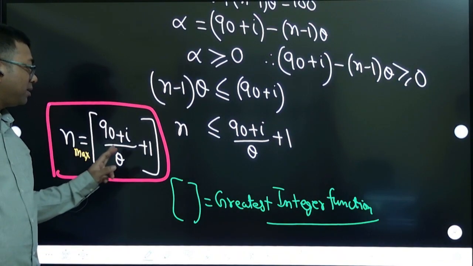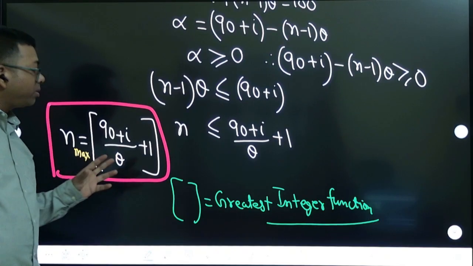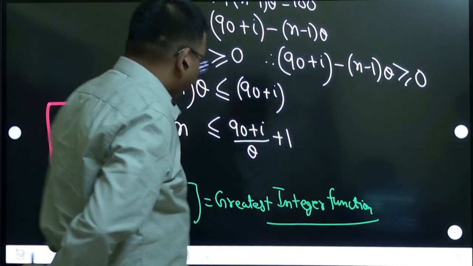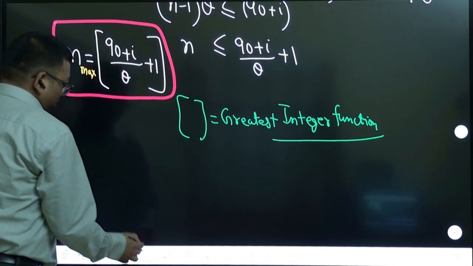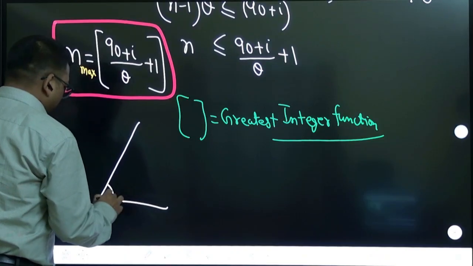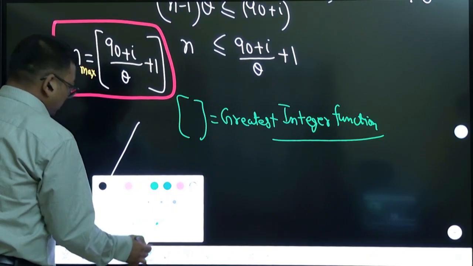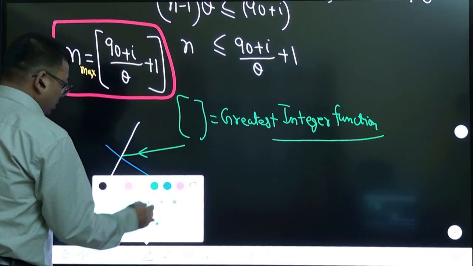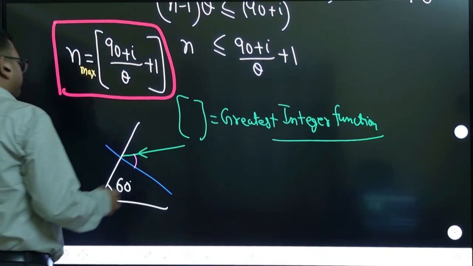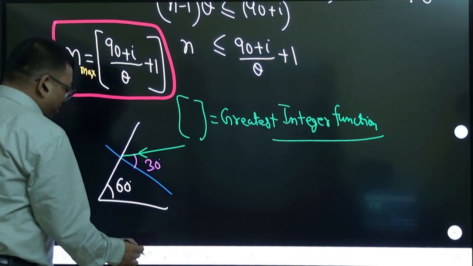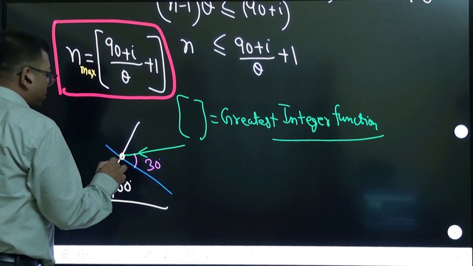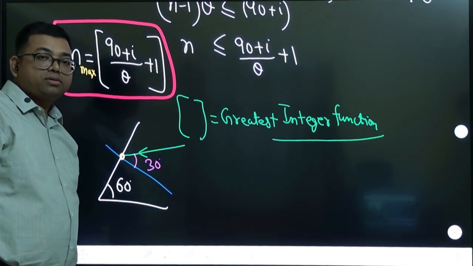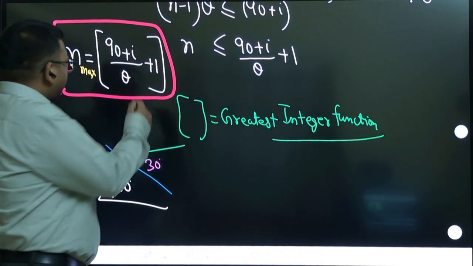That means if theta is given and I is given, we will be able to tell how many maximum reflections can happen. Let's take one example to understand this. Suppose there are two plane mirrors at an angle of 60 degrees and there is a ray coming like this. This ray is making an angle of incidence, let us say, of 30 degrees. How many maximum reflections can happen? If this question comes in NEET or JEE Main, only those who have this formula can solve it. Others cannot.